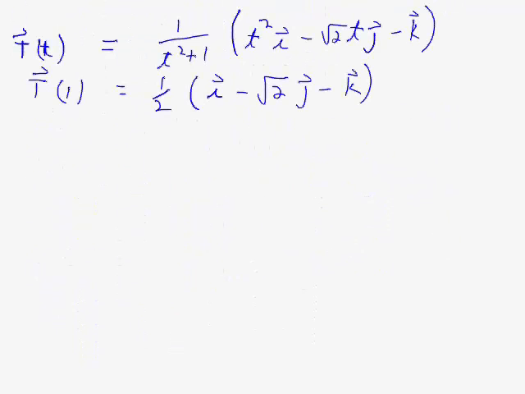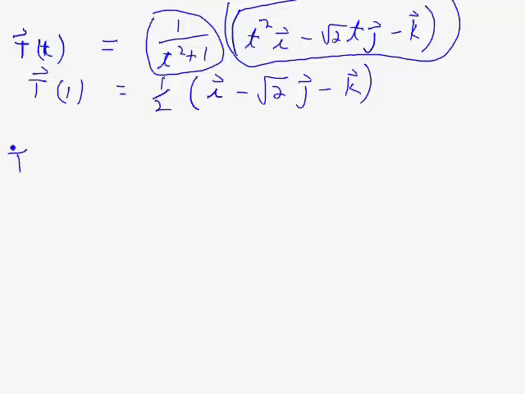Okay, so now we need to find N of 1. To do that, first we need to find N of t. So that means I have to take the derivative of T to get started on that, because N of t is T prime divided by magnitude of T prime. Now, T of t is a scalar function times a vector function. So we're going to use the product rule to find T prime.